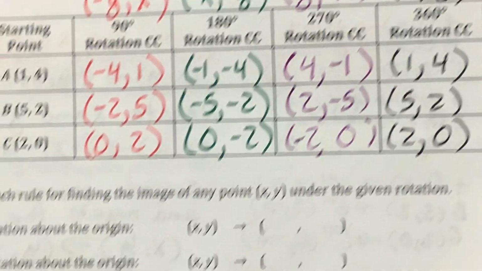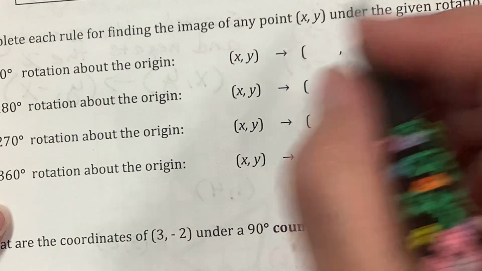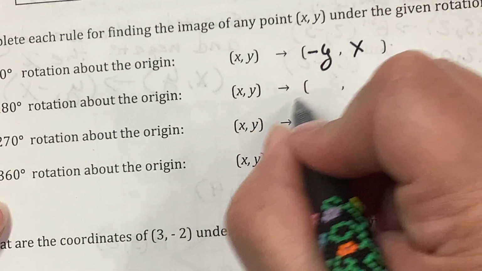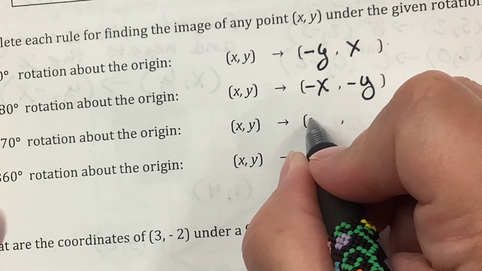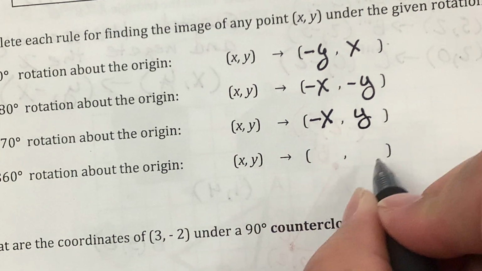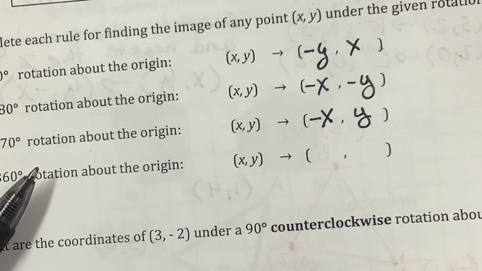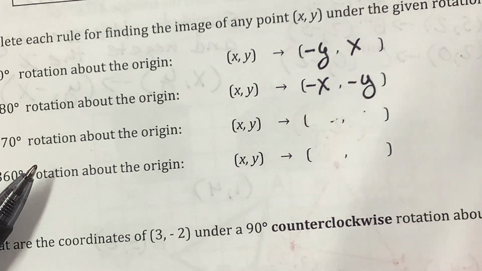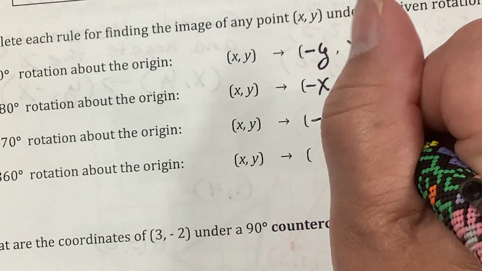All right, so here's our rules. 90-degree rotation, switch them, and negate the Y. So negative Y, X. Negative X, negative Y. Negative X, positive Y. What? No. See, that's what's wrong with my head. See, bad Bono, your head is so wrong. It's full of stupid nonsense. Negative X, positive Y.